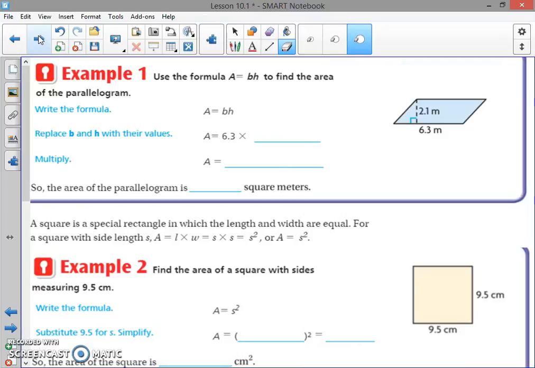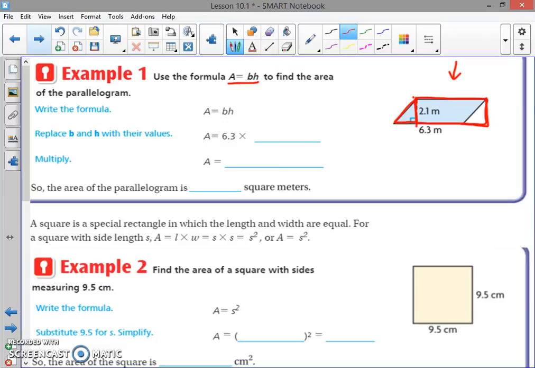Example 1. Use the formula A equals base times height to find the area of the parallelogram. Well, every time you have one of these figures, you don't have to get out your scissors and cut off this and replace it over here to make yourself a nice rectangle. All right, so we're leaping from that because you can kind of just visualize it and know. Plus, our formula is base times height. Well, like I told you, height will be the dotted line and it will be perpendicular or at a 90-degree angle with the base.